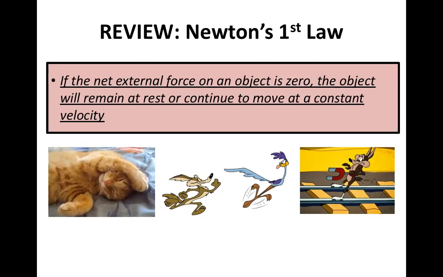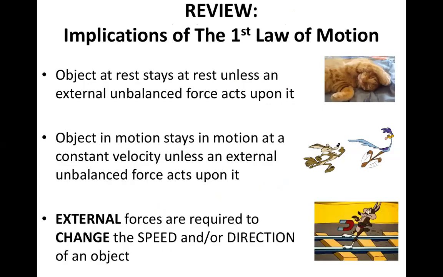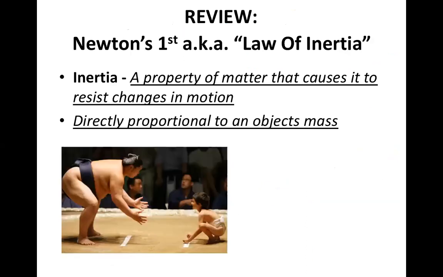We've also talked about Newton's first law, which is also known as the law of inertia. If the net external force on an object is 0, the object will remain at rest or continue to move at a constant velocity. There are 3 implications for Newton's first law. Objects at rest will remain at rest, objects in motion will remain in motion, and external forces are required to change speed or direction. Inertia is the property of matter that causes it to resist changes in motion, and it's directly proportional to an object's mass.